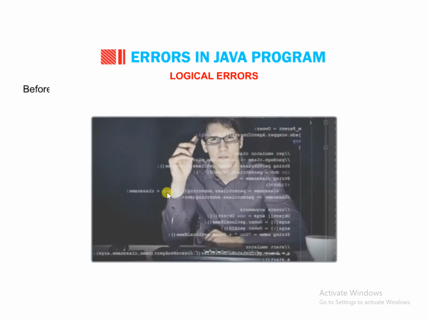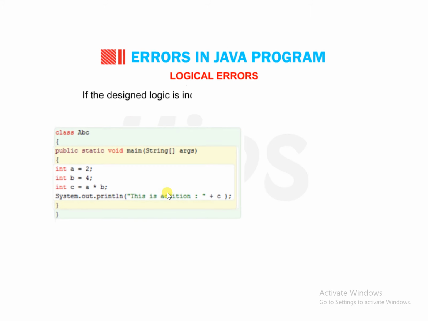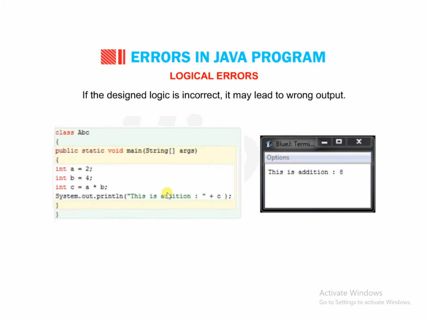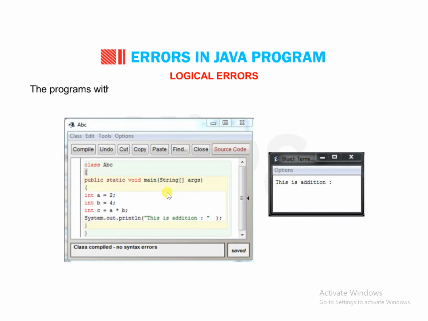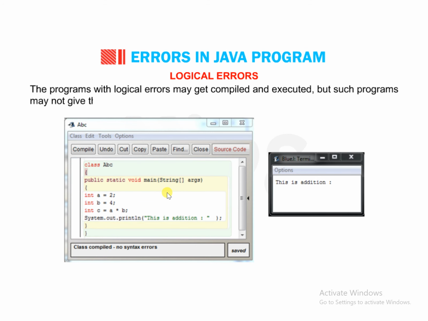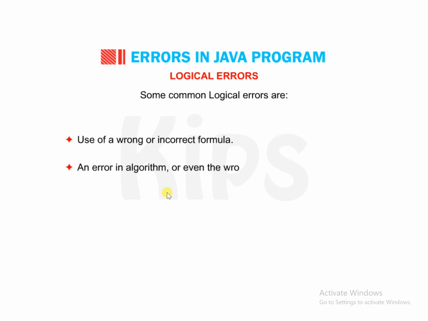Logical errors. Before writing a piece of code, a good programmer always designs a programming logic in his mind. If the design logic is incorrect, it may lead to wrong output. Such errors are called logical errors. The programs with logical errors may get compiled and executed, but such programs may not give the desired output. Some common logical errors are use of a wrong or incorrect formula, an error in algorithm, or even the wrong selection of an algorithm. Let us understand the key concept.